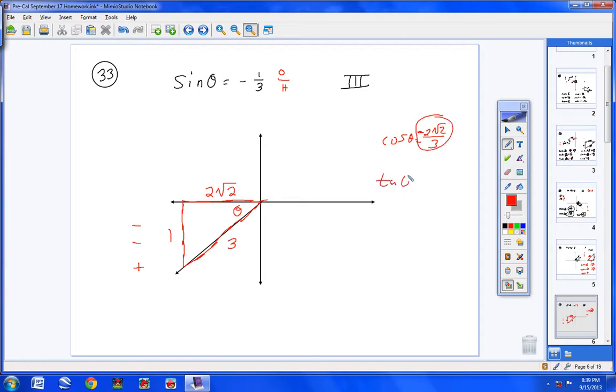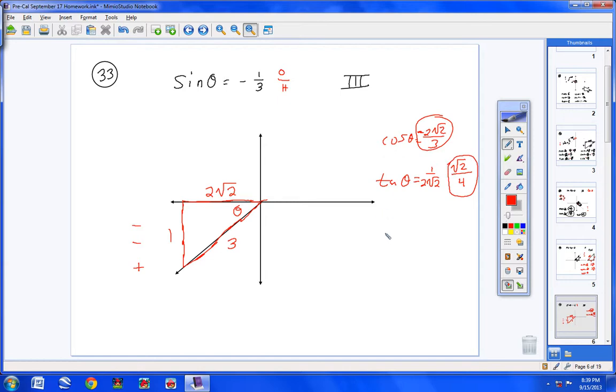Tangent of theta would be opposite over adjacent, so 1 over 2 square root of 2. And if you rationalize that, you would get square root of 2 over 4. Okay? If you multiply the top and the bottom by the square root of 2, 1 times square root of 2 is square root of 2. Square root of 2 times square root of 2 is 2 times your 2 right here would give you a 4. So that would be your tangent.